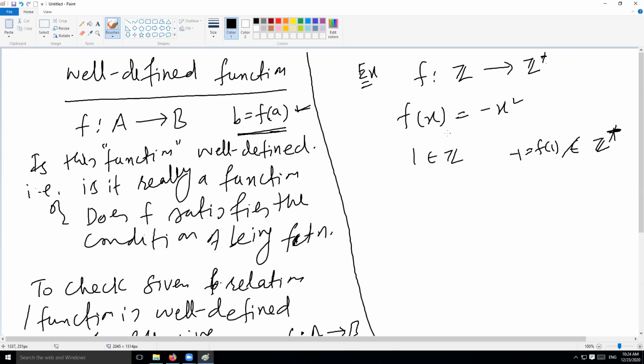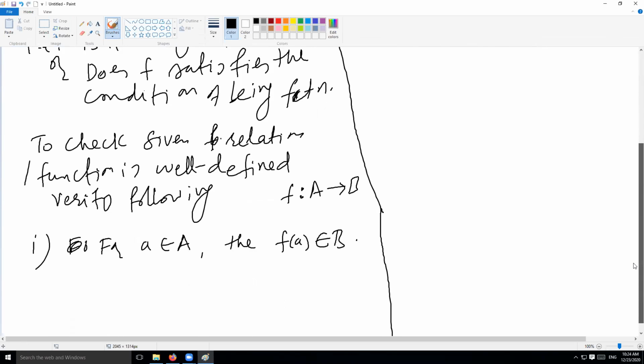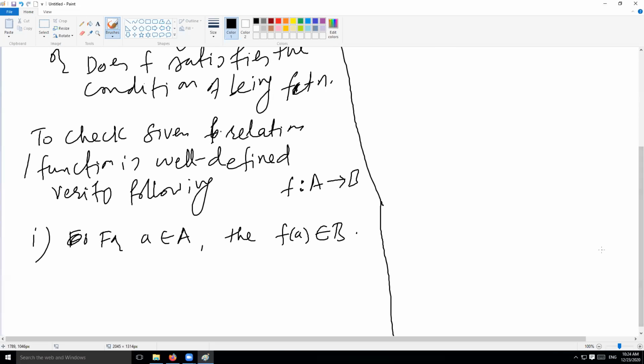So I have a formula, F of X equal to minus X squared, but there is one for which this is not true. Secondly, in other words, this first part of the definition is telling you that for every A, you must have an output, and that output must belong to B. And the second condition should be that it must be unique.